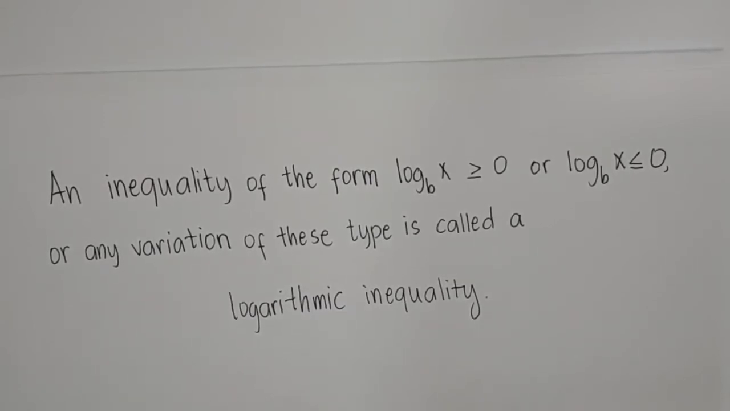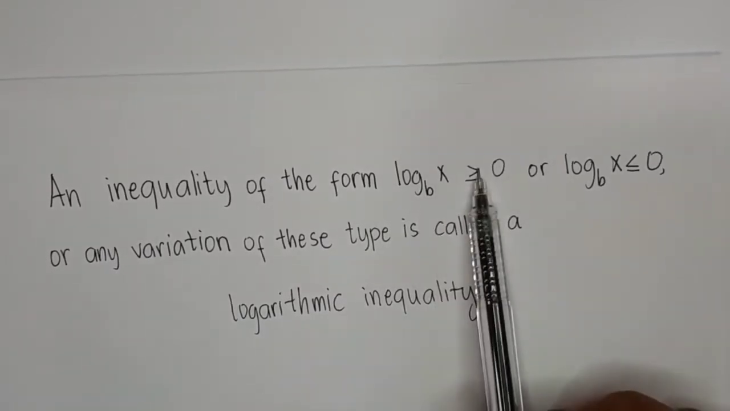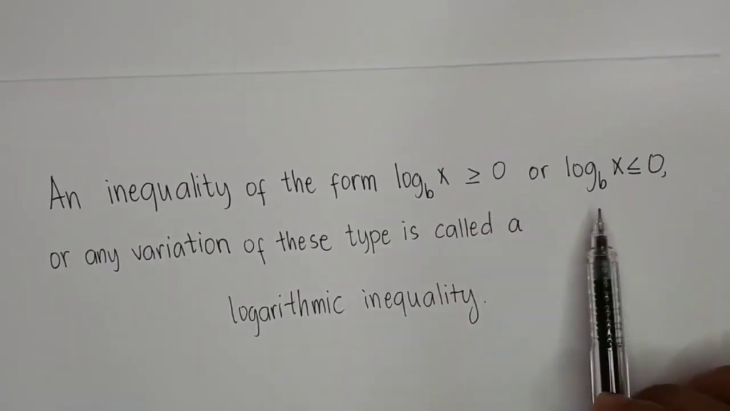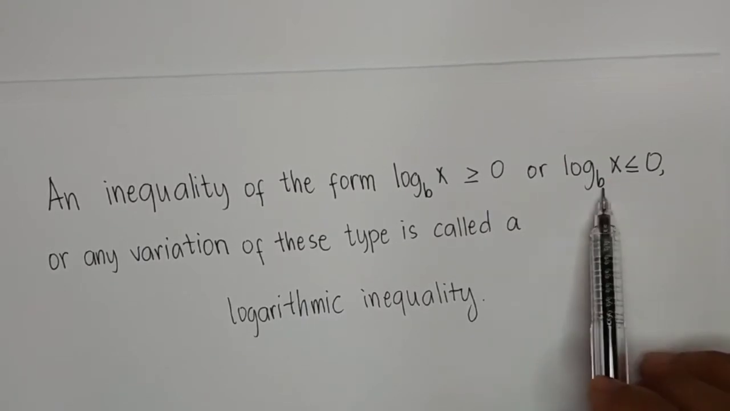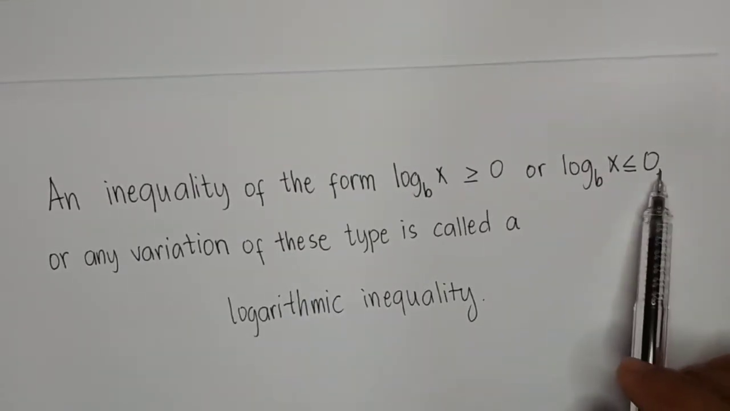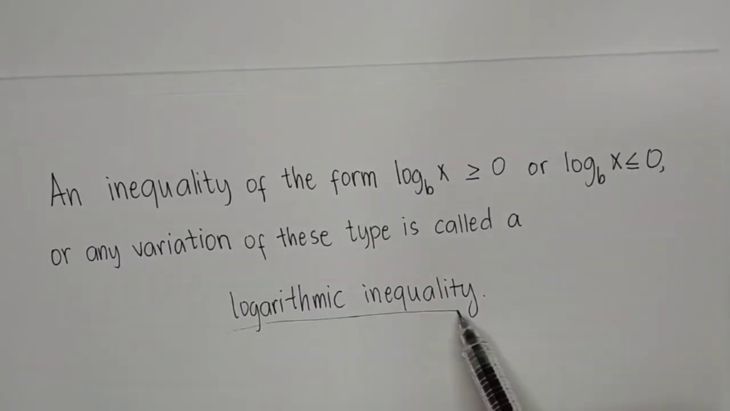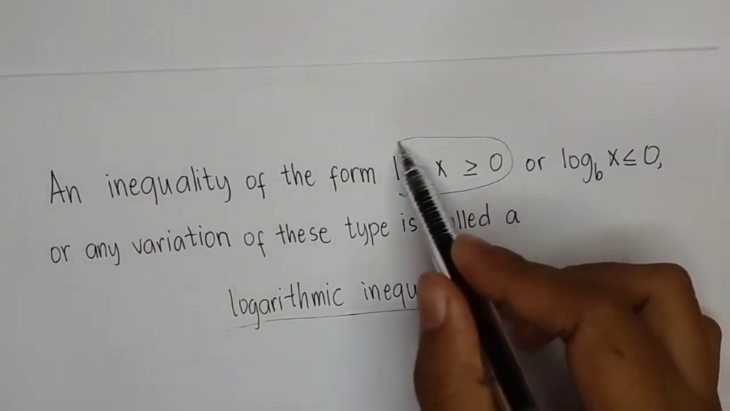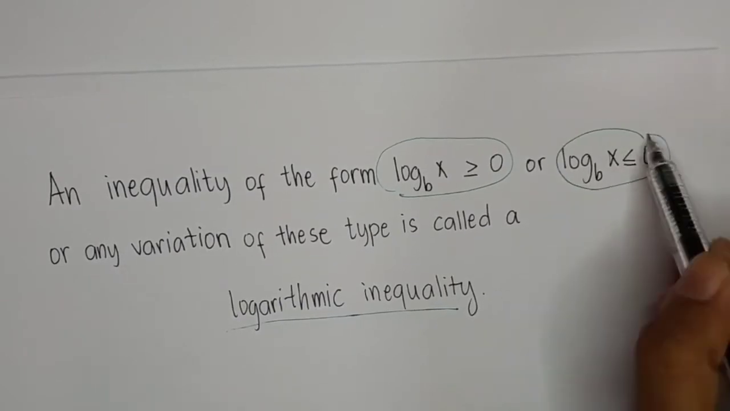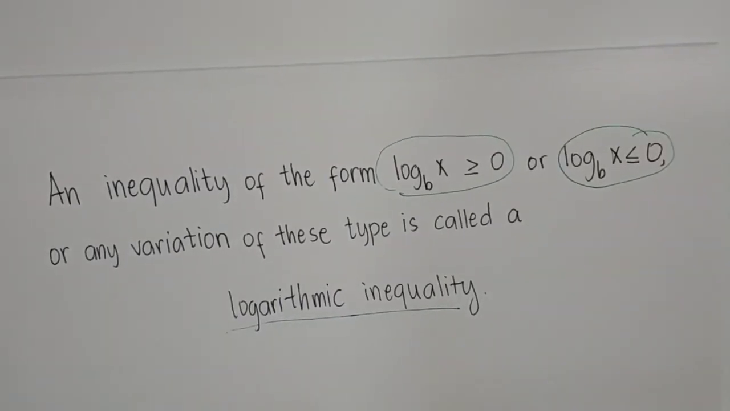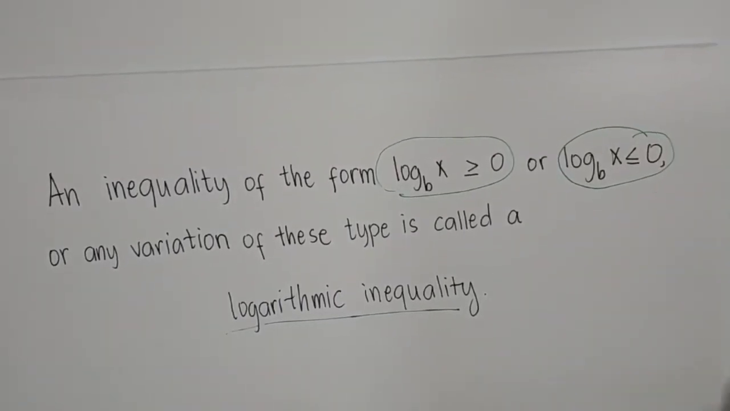We're going to discuss how to solve logarithmic inequalities. An inequality of the form log of x to the base b is greater than or equal to 0, or log of x to the base b is less than or equal to 0, or any variation of this type, is called a logarithmic inequality. So if we have a form like this, it is understood that those are logarithmic inequalities.